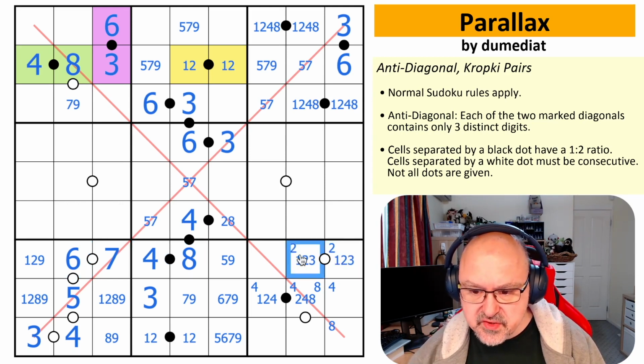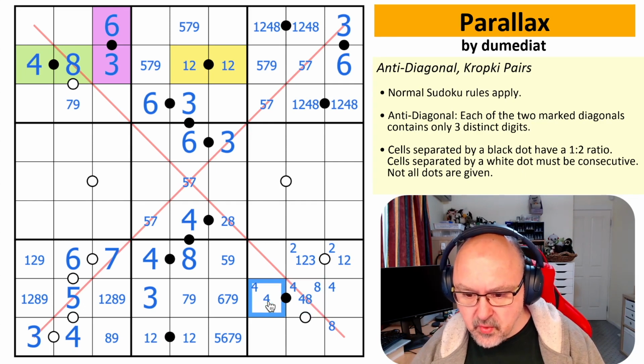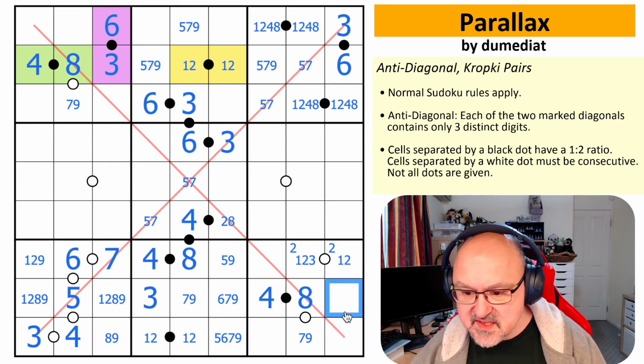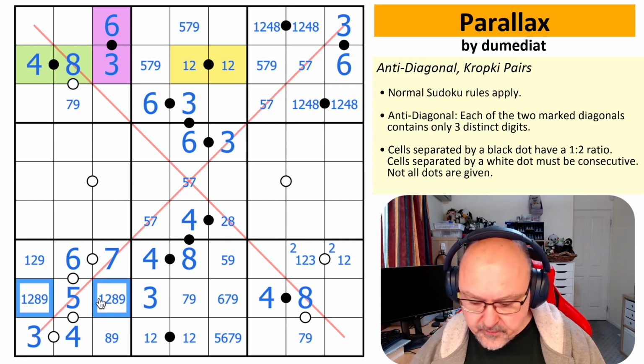So these are from 1, 2, 3. And there's no 3 there. But there must be a 2 here. So there's no 2 here. So there's no 1 here. This is a 4, and this is an 8. And this is a 7, 9. This is not the 8. That's so clean. That's such a beautiful deduction.